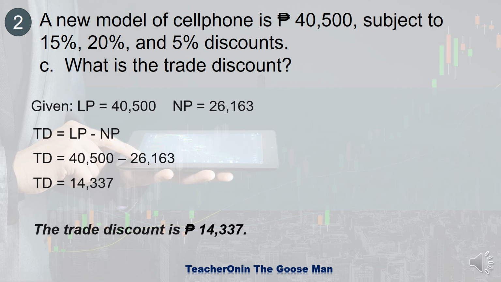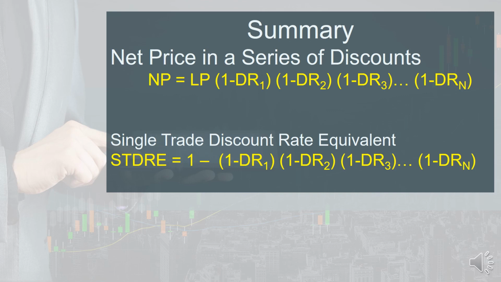So therefore, trade discount is 14,337 pesos. To summarize our discussion in the series of discounts, the net price is equal to list price times 1 minus discount rate 1 times 1 minus discount rate 2 times 1 minus discount rate 3 and so on and so forth. For the single trade discount rate equivalent, or we can rename this one as single discount equivalent, it has a formula of 1 minus the quantity 1 minus discount rate 1 times 1 minus discount rate 2 times 1 minus discount rate 3 and so on and so forth.